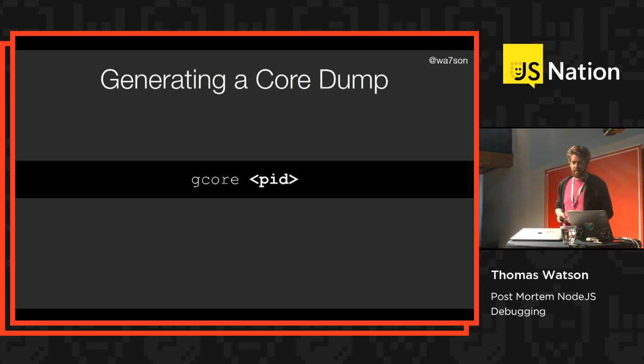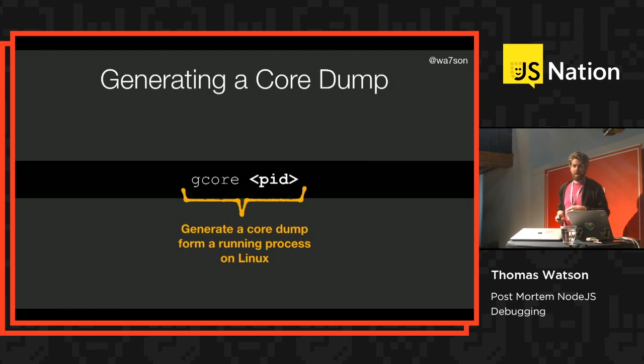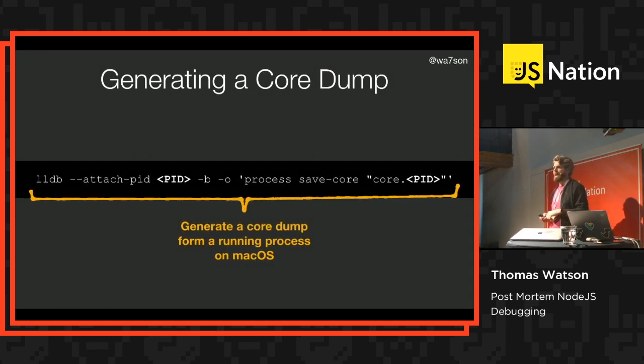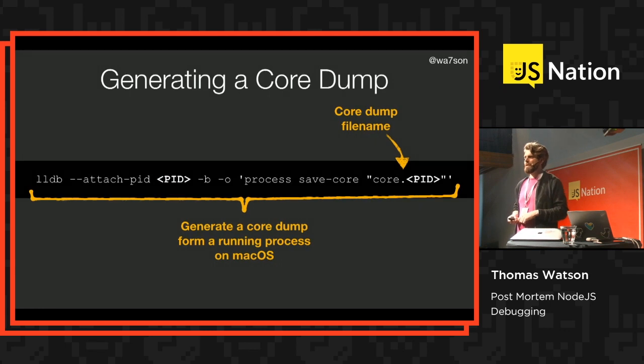And you can also generate a core dump on the fly if you have a running process and you just want to get a snapshot of the memory. You use gcore on Linux and give it the process ID. And on Mac, you'll probably use this command. It's a little bit more complicated, LLDB. You can also use that on Linux, but it's way easier to use gcore. It also generates smaller core files, so it's better. And here you can just specify the name of the file you want it to be output to.